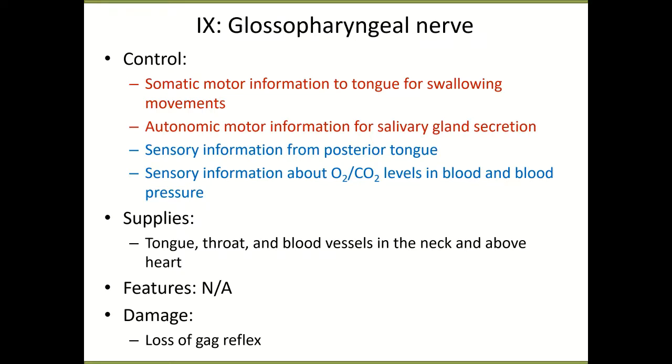Your glossopharyngeal nerve will also supply some of your salivary glands too. So autonomic motor control of your salivary glands. And I know you're probably going, hey, wait a second. We just said that was the facial nerve. What gives? Well, we have 3 salivary glands. Glossopharyngeal supplies one of them. Facial nerve supplies the other 2. So that's why.